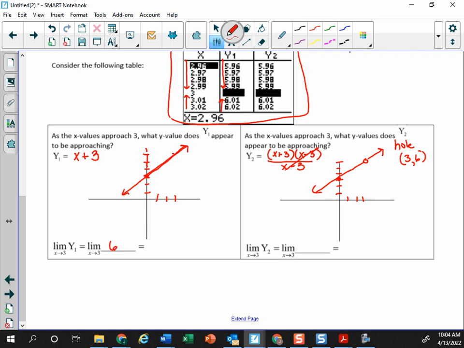Okay, so yes, it is different than the first equation because we do have a hole in our graph. But is the limit different? It's not. Let me show you.